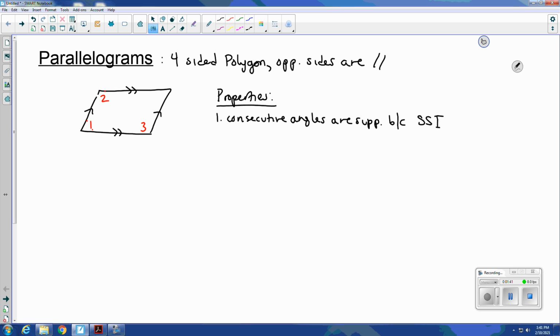So same side interior. You have your parallel lines. The other line acts as the transversal. So 1 and 2 equals 180. 1 plus 3 equals 180. So there's your first property.